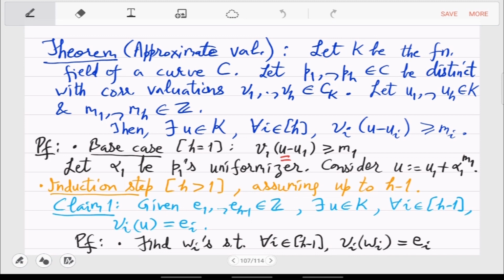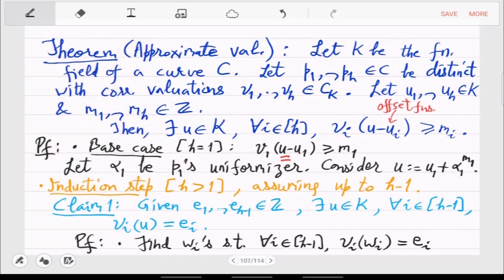But when you have both V1 and V2, then it's actually trickier, because now you have two uniformizers and two numbers M1, M2, and also two offsets U1, U2. So you don't know how to do a similar trick. It's not very easy. So these are the offsets. When you have multiple offsets and multiple valuations, then it's a problem.